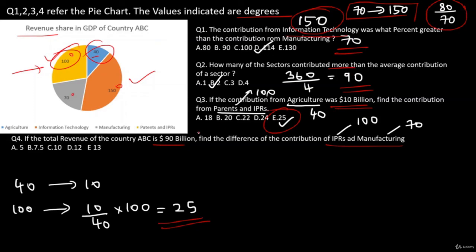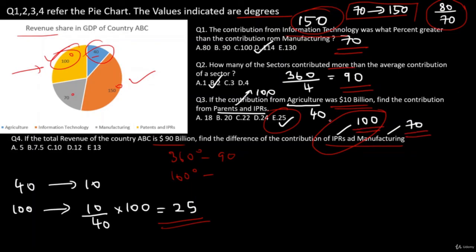One way is you could find out the contribution of IPRs individually, because 360 degrees is 90 billion over here, and you can find the contribution of 100 degrees. So that would be the contribution of IPR. Similarly, you can do it for 70 degrees. That would be the contribution from manufacturing, and then you can find the difference. But the faster method is over here, this is 100 degrees and this is 70 degrees.